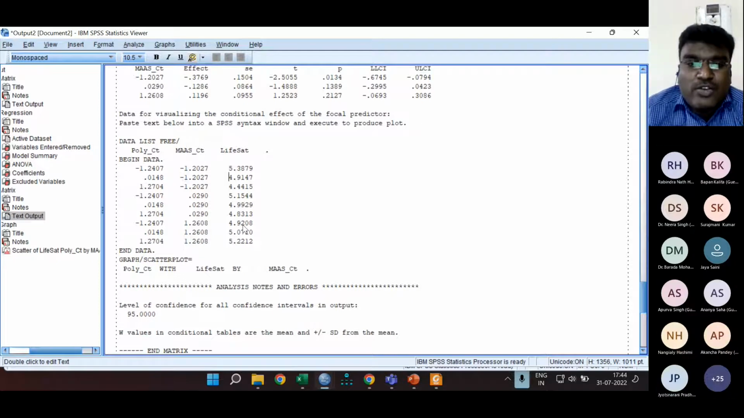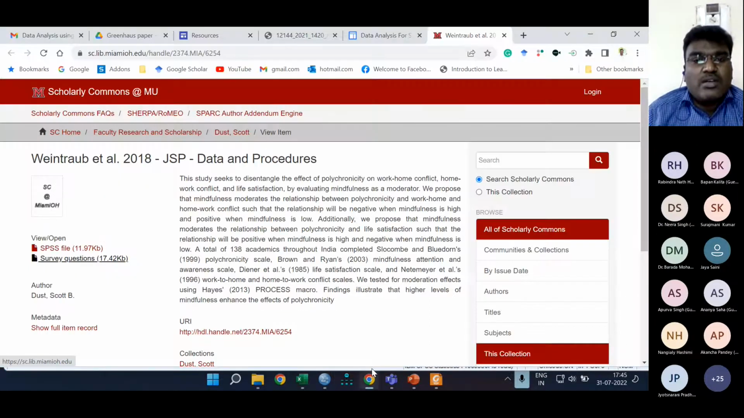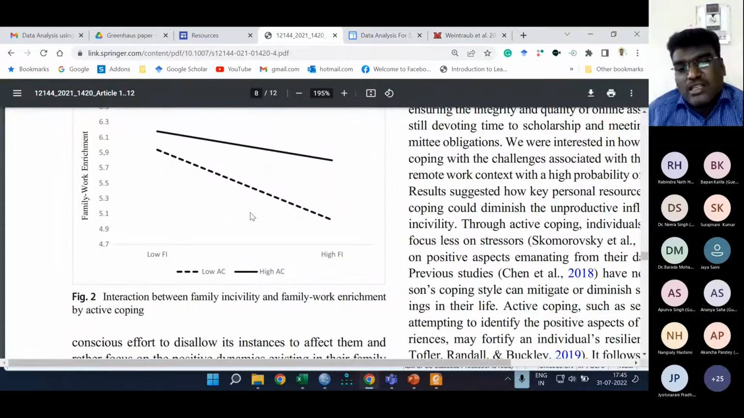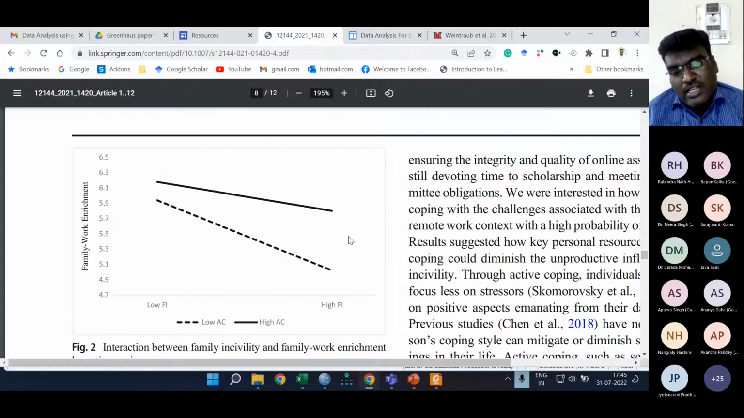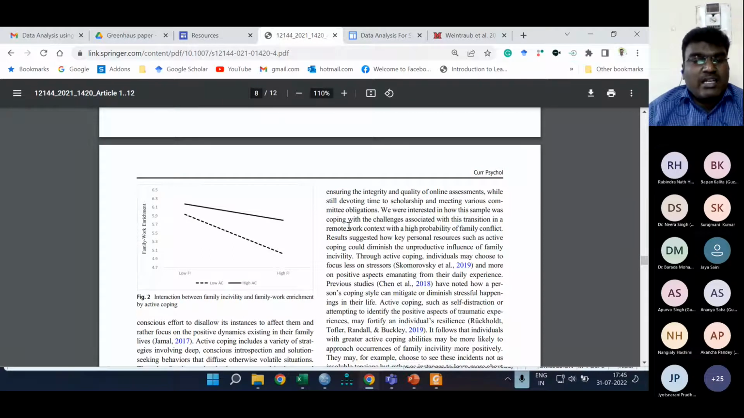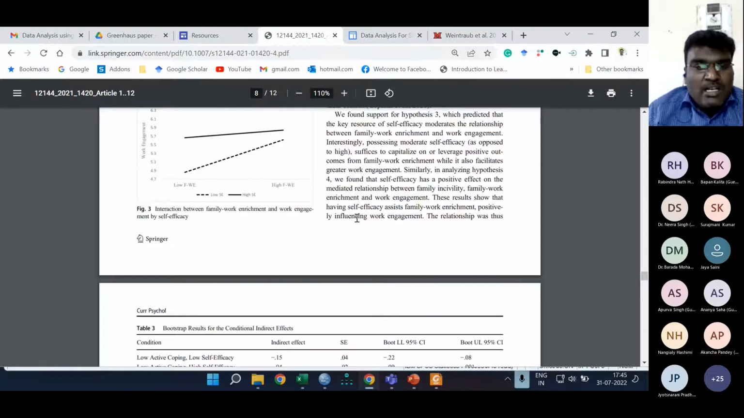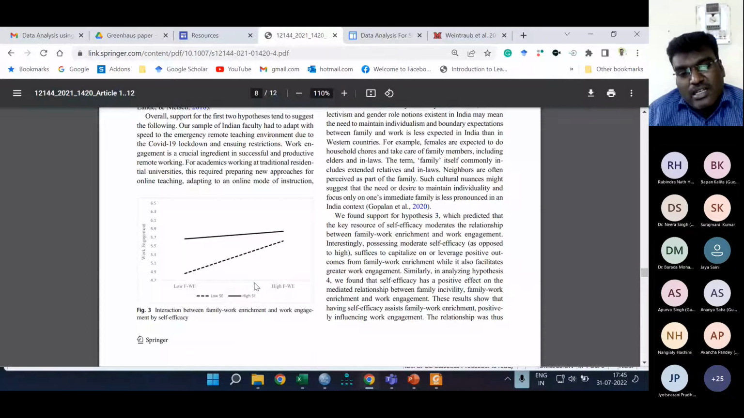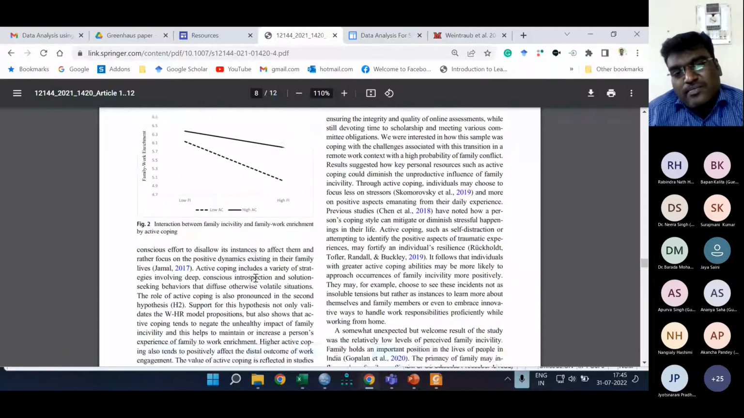In one of my videos, I have clearly given an explanation of how to create the graph with the help of this particular output when you are trying to create the interaction plot. For example, if you look at this paper, this interaction plot was created using Excel only. I did it myself. I took care of the entire data collection and data analysis part. Both the interaction graphs were created with the help of Excel only.